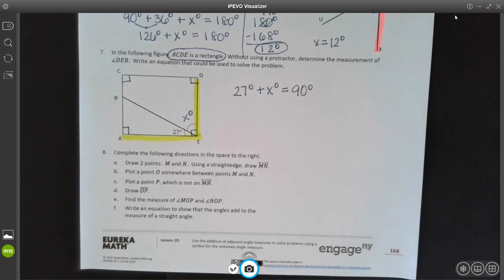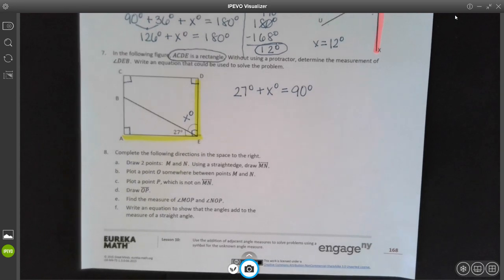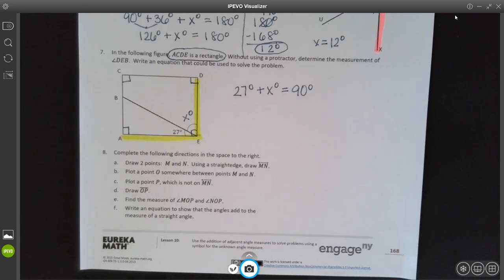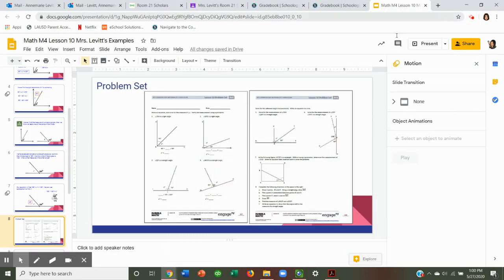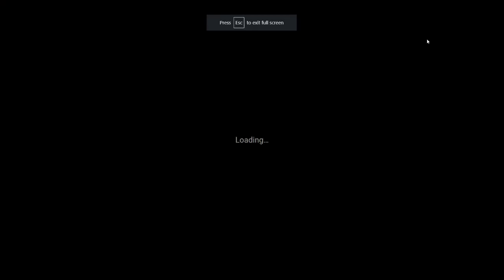For number 8, your answers will vary. Follow the directions and then find the angles that you have created. So everyone's going to have slightly different answers for number 8. So I'm going to let you do that on your own. I'm going to let you finish 7 on your own and the problems we didn't do on the first page. I'm going to head back over to our slides so you can pause and work on that and then come back to our slideshow to check your work.